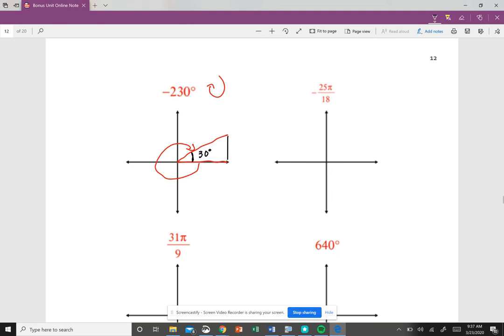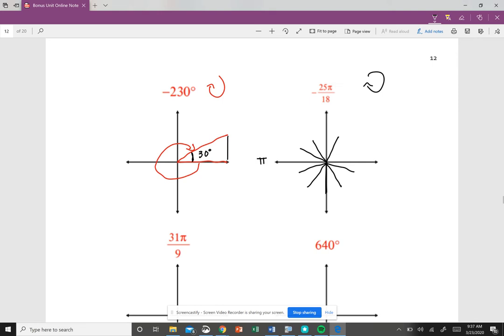Okay, if I wanted negative 25 pi 18ths, then I would still rotate this way. Okay, and we're going to split pi into 18 pieces. So if I split it in half, that would be 9. If I split it into thirds, each piece would be 3. So right here would be 18 pi 18ths, 19 pi 18ths, 20 pi 18ths, 21 pi 18ths. Wait, I lied. They're going by threes. So this would be 18.